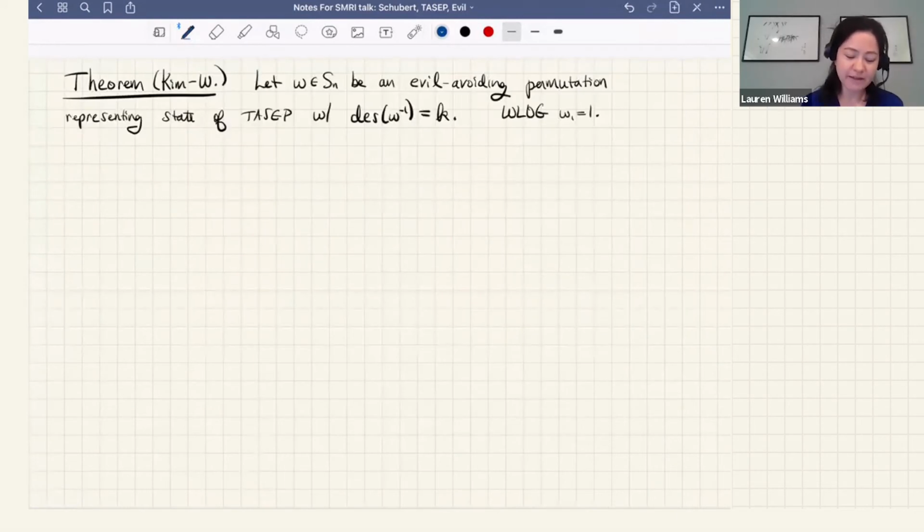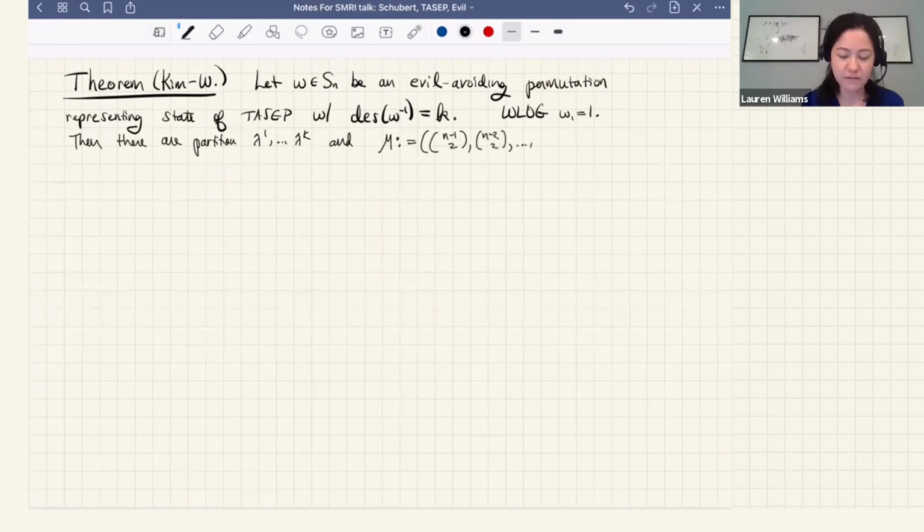Okay, so now let me just make the theorem I mentioned earlier a little bit more precise. I want to explain what are the k Schubert polynomials that will occur in this product. So let W in Sn be evil avoiding such that its inverse has k descents. Then there are partitions lambda 1 through lambda k. And if we use those partitions to define another vector mu, like this, then psi sub w is equal to x to the mu times the product of, so now I'm going to write, each of the Schubert polynomials that occur is actually a flagged Schur polynomial.